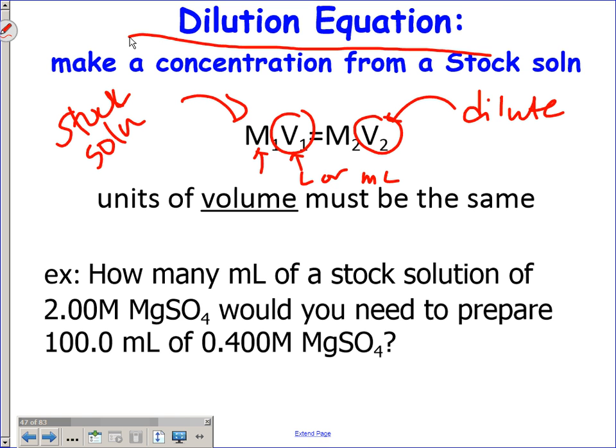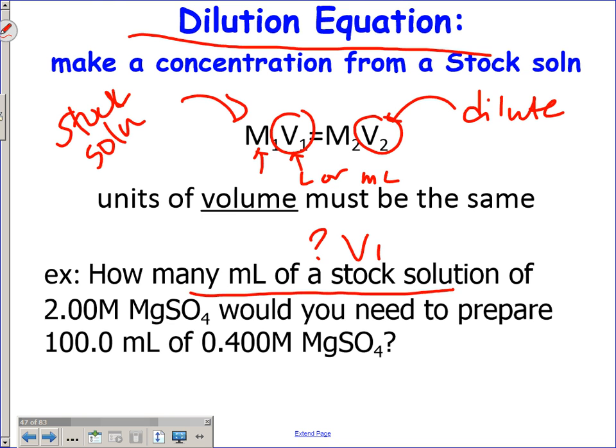So here's my question. How many milliliters of a stock solution? What am I looking for? What variable up here? How many milliliters? Which of these, M1V1 or M2 or V2? V1. I want to kind of stick with the stock being 1, okay? So I'm looking for V1, write that down, of a 2 molar magnesium sulfate solution. Would you need to prepare 100 milliliters of a 0.4 molar magnesium sulfate solution?